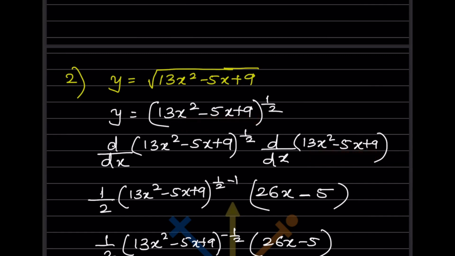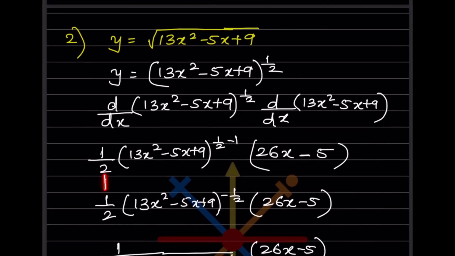First let us solve this, take the derivative of this one. This will be 1/2, the whole part, and n minus 1, so 1/2 minus 1. And when we take the derivative of the inner part, that is going to be 13, and n is 2, so 2 minus 1, that is going to be 26x. And the derivative of the next term is just 5.